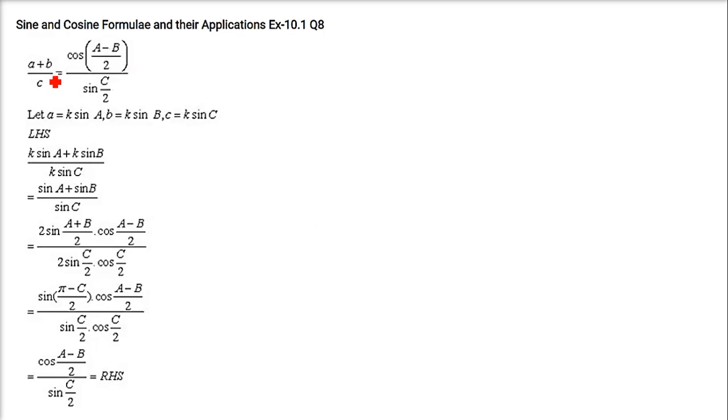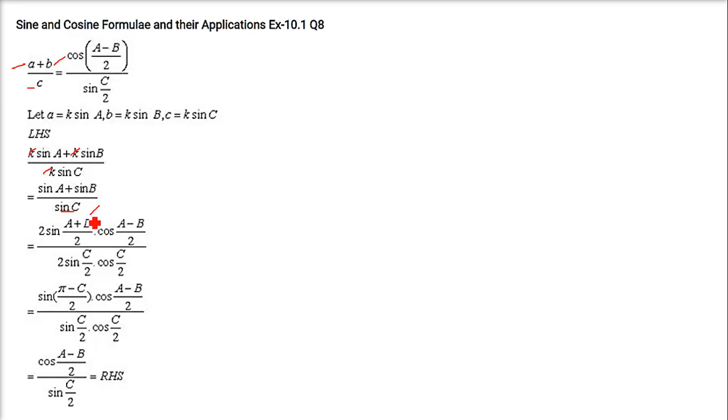We have a plus b by c equal to this term. So again the same thing we have to do, a as k sin a, b as k sin b and c as k sin c. So what do you get? K sin a plus k sin b by k sin c. Take k common, it will get cancelled. Now use the formula of sin a plus sin b. Sin a plus sin b is 2 sin a plus b by 2 cos a minus b by 2. And this sin c can be written as, because sin theta is 2 sin theta by 2 cos theta by 2, so sin c can be written as 2 sin c by 2 cos c by 2.